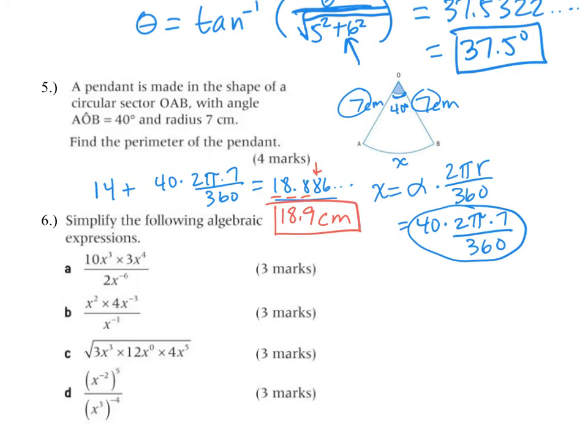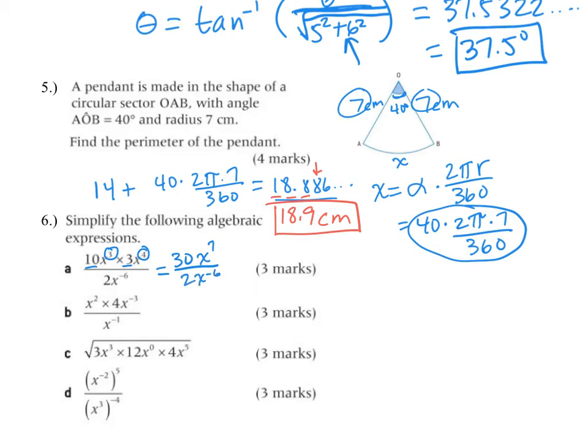And then number 6 is just reviewing your properties of exponents. So letter A, let's go ahead and multiply that, simplify that numerator. I'm going to take 10 times 3 and get 30 for the coefficient. And then when I multiply powers with the same base, you add the exponents. So that would be 30x to the 7th over 2x to the negative 6th.